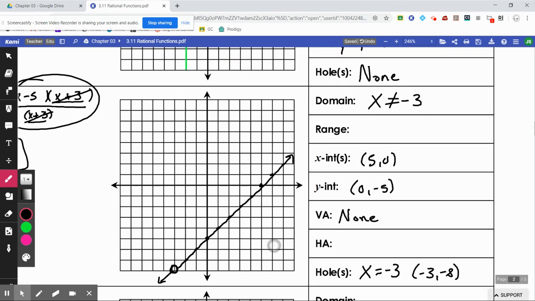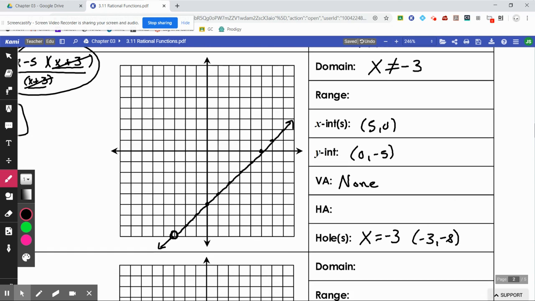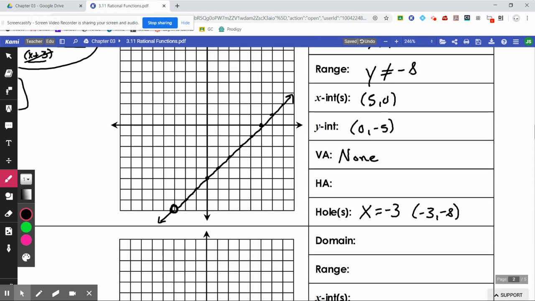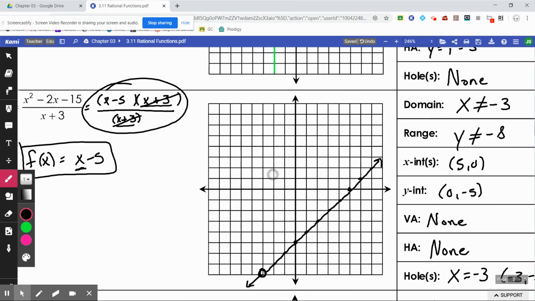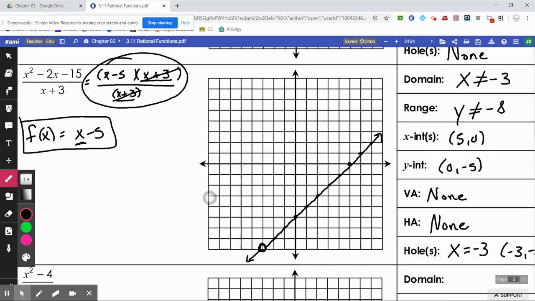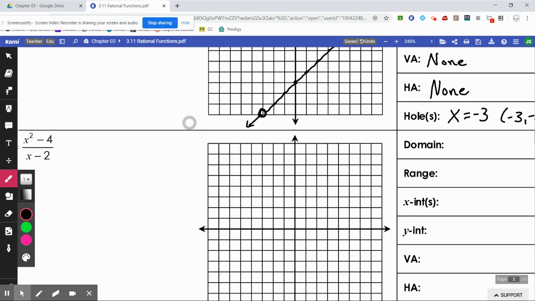So let's finish all of our stuff over here. My range, my y value will never be negative 8, but that's the only place that my y will not be equal. Horizontal asymptotes, I had none because it ended up being x squared on top, x on bottom. So anytime the degree on top is greater, there's not going to be a horizontal asymptote either.